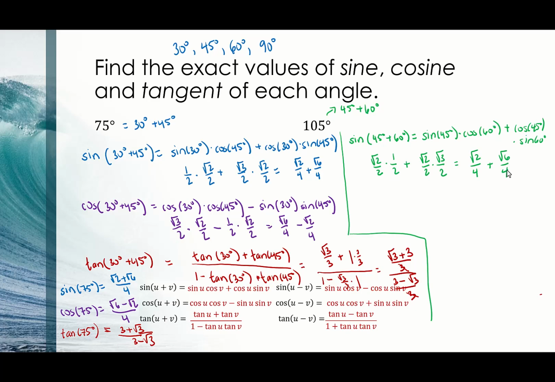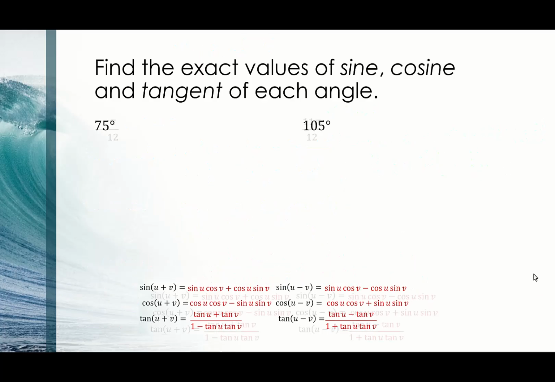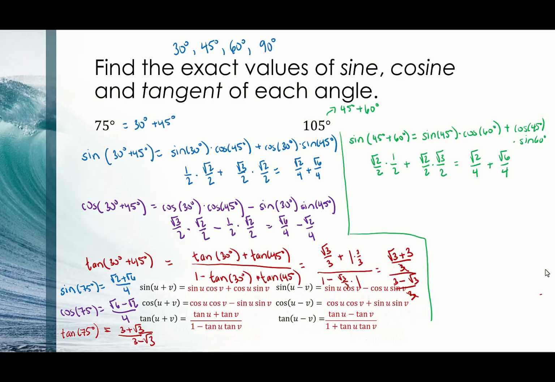We get root 2 over 4 plus root 6 over 4. Oh, very similar to our sine of 75 degrees. Awkward. I'm just kidding. It's not awkward. It's fine. It's great. And we'll put our final answer down here. Let's see if we can squish it in: sine of 105 degrees is also sine of 75 degrees, or we could say root 2 plus root 6 divided by 4.